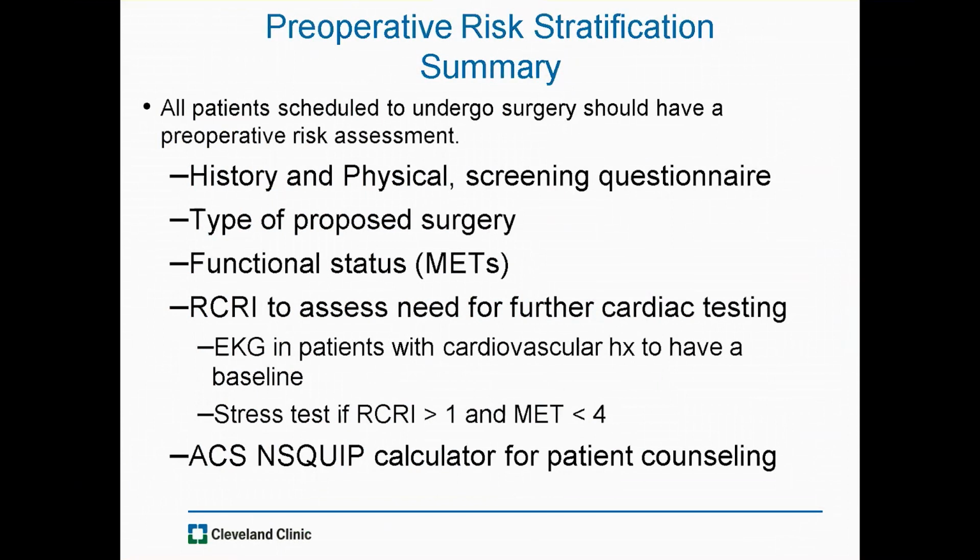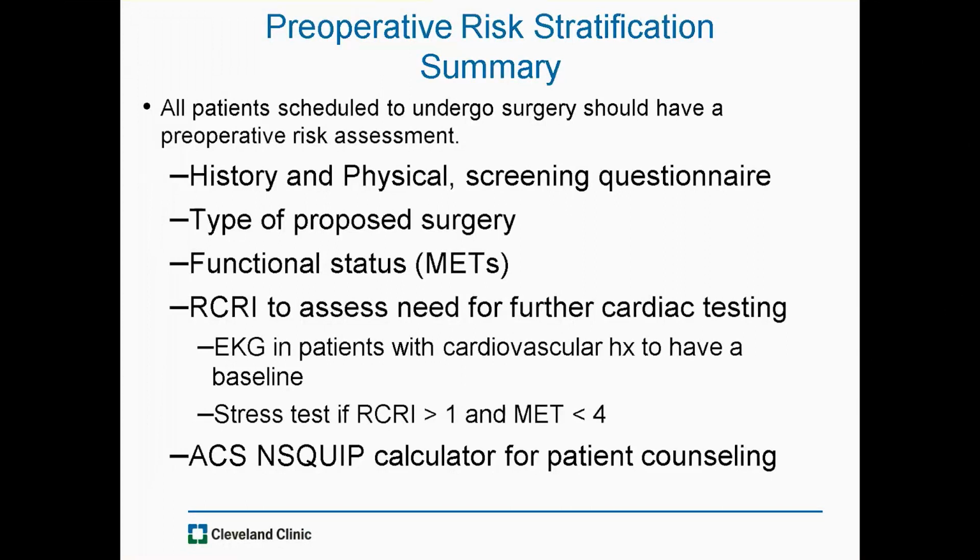So to summarize, in terms of preoperative risk stratification, all patients scheduled to undergo surgery should have a preoperative risk assessment, and that should have at least a history and physical or a screening questionnaire. And then consider the type of the proposed surgery, the risk of the proposed surgery, and the functional status of the patient. The revised cardiac risk index can then be used to assess the need for any further cardiac testing.